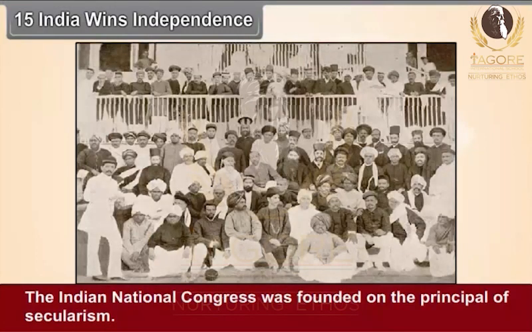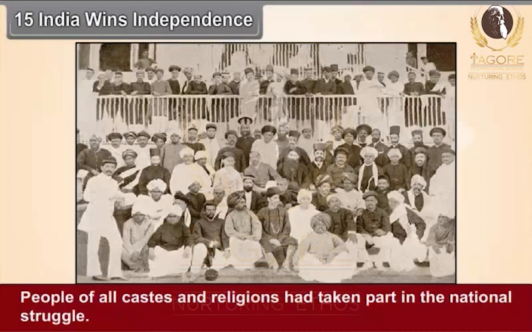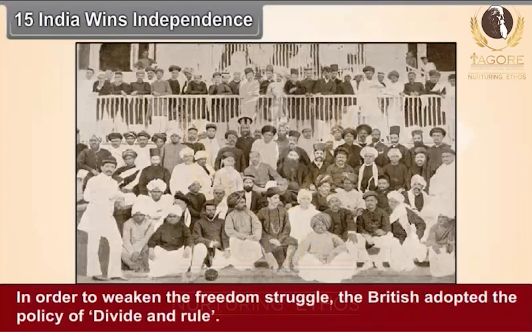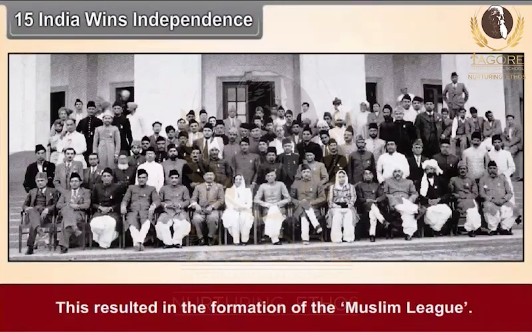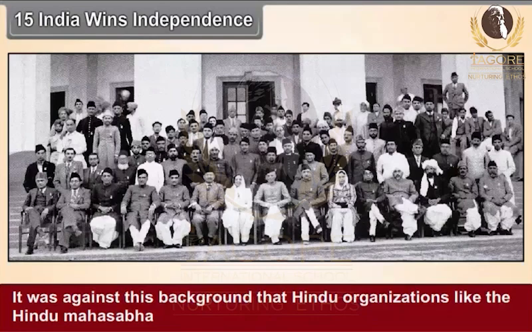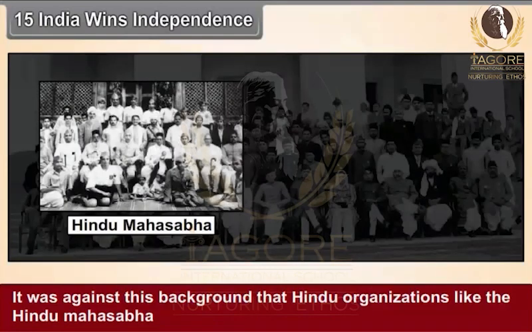The Indian National Congress was founded on the principle of secularism. People of all castes and religions had taken part in the national struggle. In order to weaken the freedom struggle, the British adopted the policy of divide and rule. This resulted in the formation of the Muslim League. It was against this background that Hindu organizations like the Hindu Mahasabha and Rashtriya Swayamsevak Sangh were also founded.